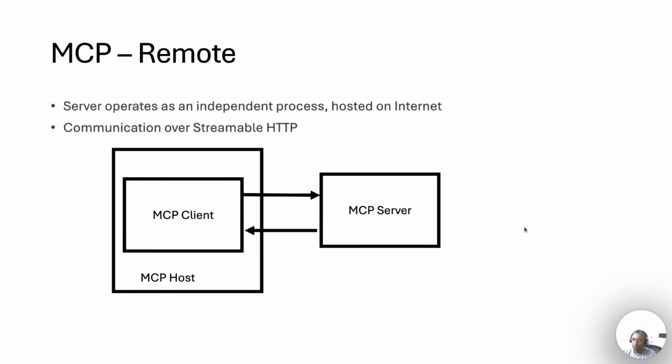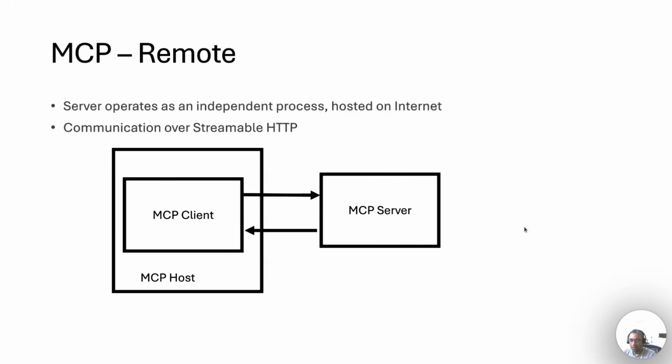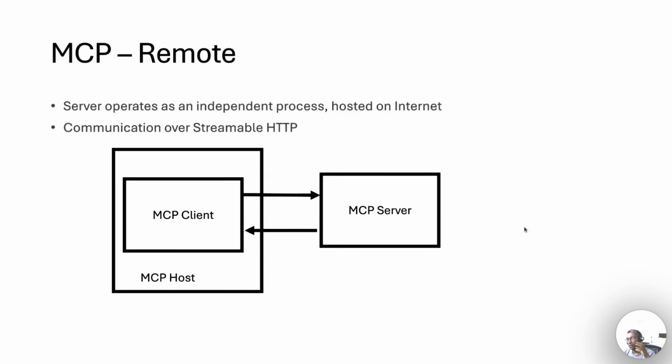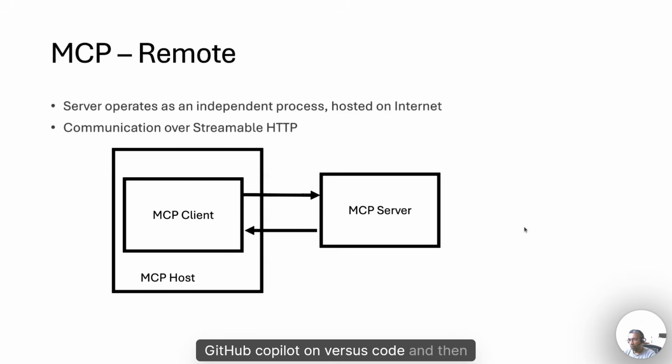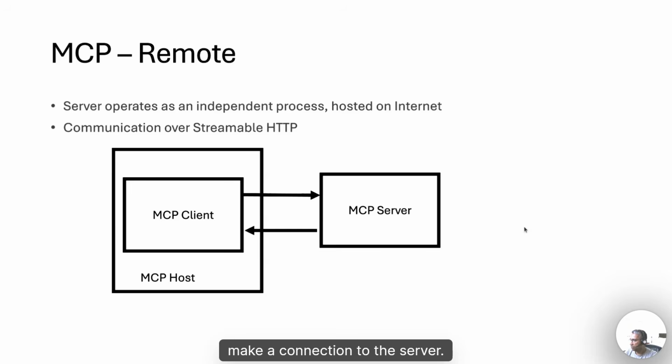So what we have to do is, we have a host application, for example, as I told you earlier, GitHub Copilot on your VS Code, and we configure the URL of the remote MCP server in GitHub Copilot on VS Code. Then when we ask GitHub Copilot to connect to the remote MCP server, the host application will create a client and make a connection to the server.